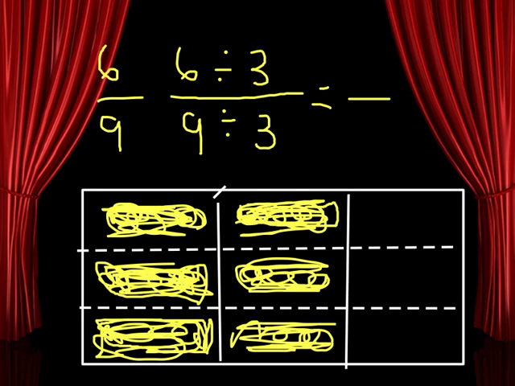Now we're going to simply divide this. 6 divided by 3, I know, is 2. 9 divided by 3 is 3. So we know that the two equivalent fractions shown by this area model are 6/9 is equivalent to 2/3. And we show that here. Again, 6/9 is equivalent to 2/3.